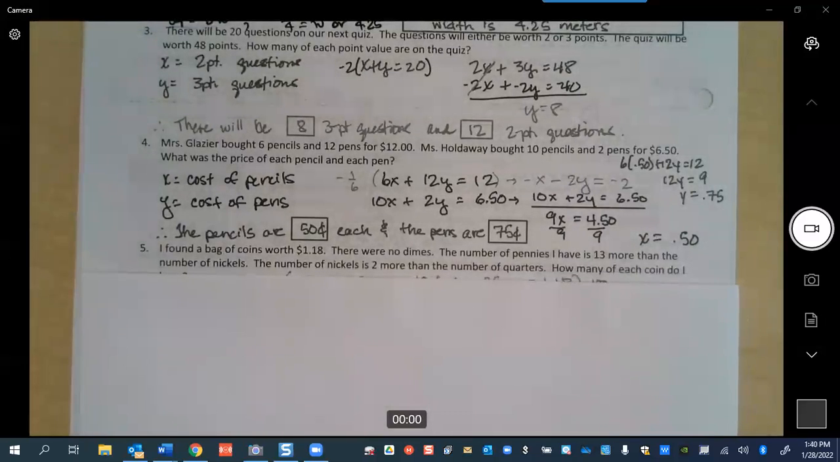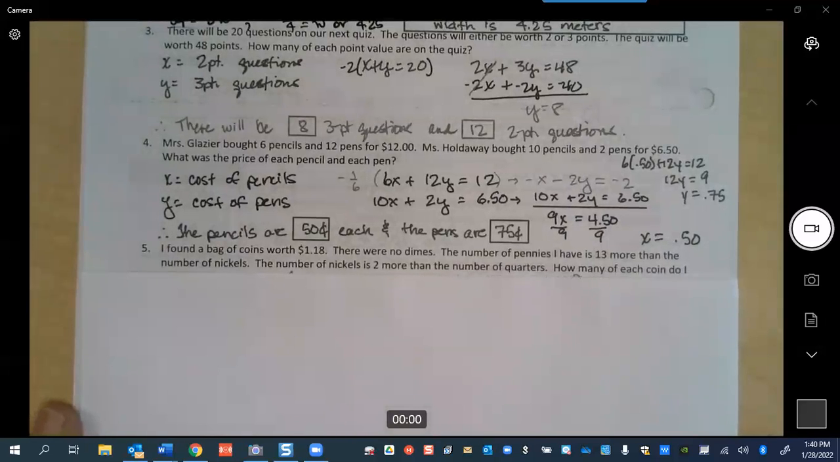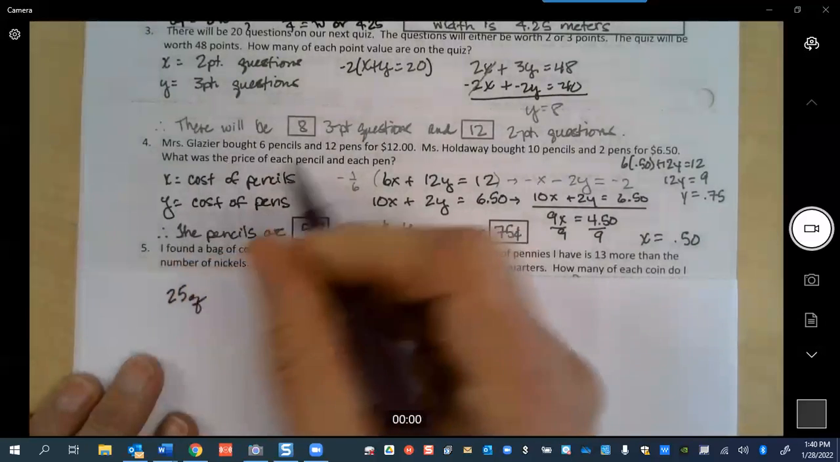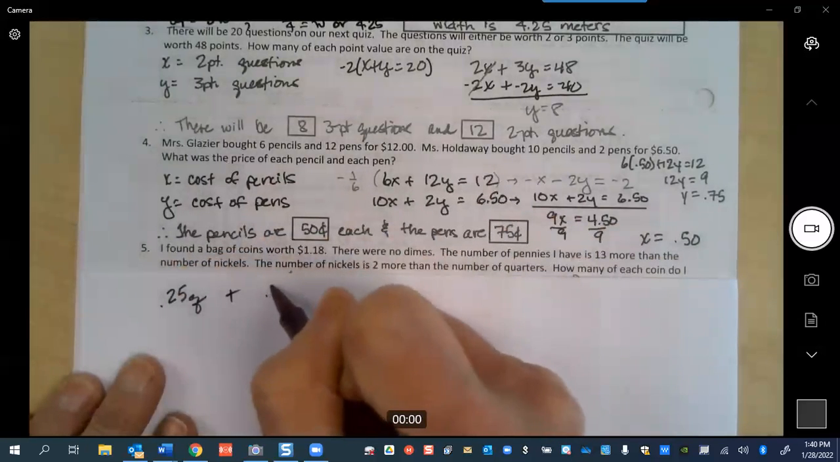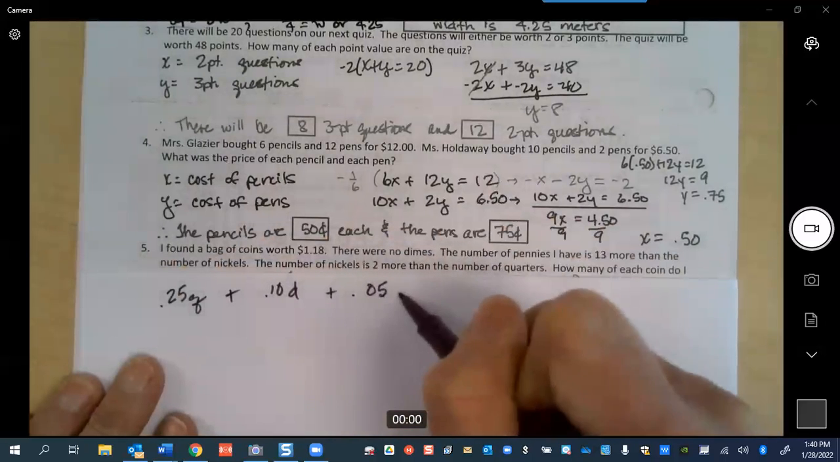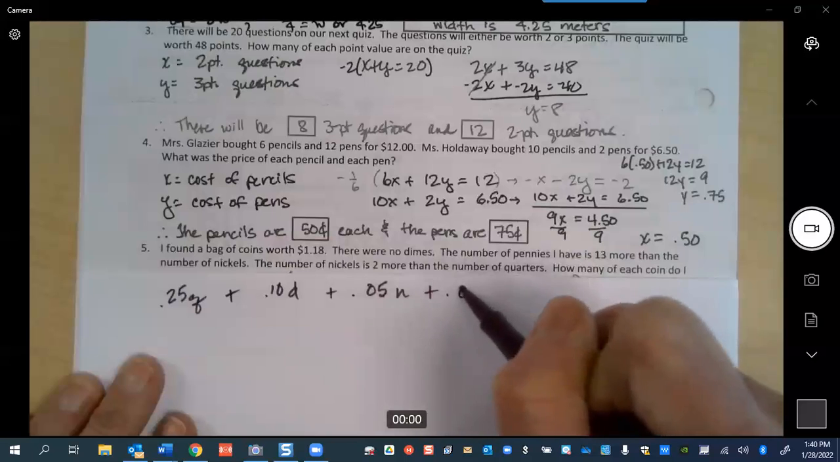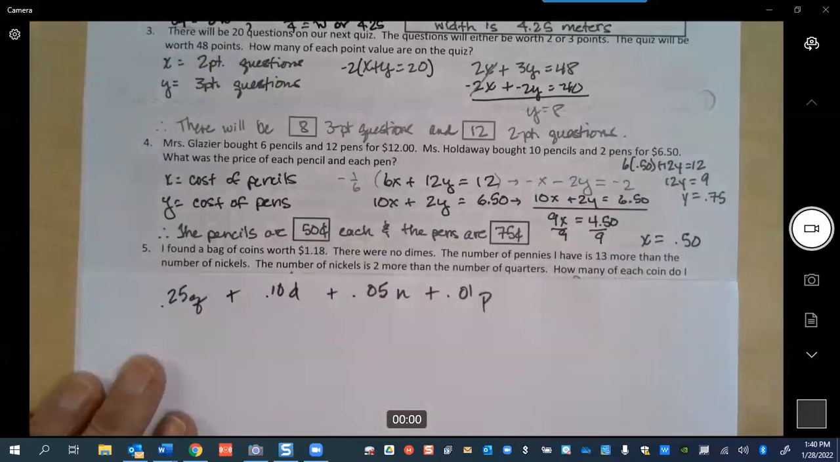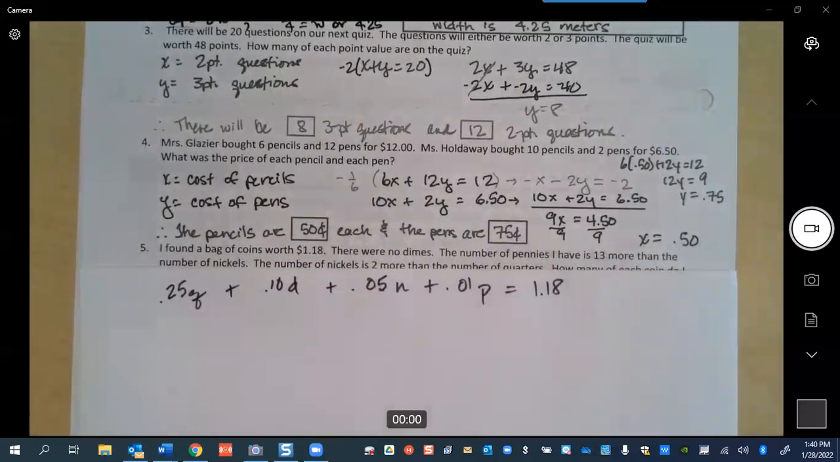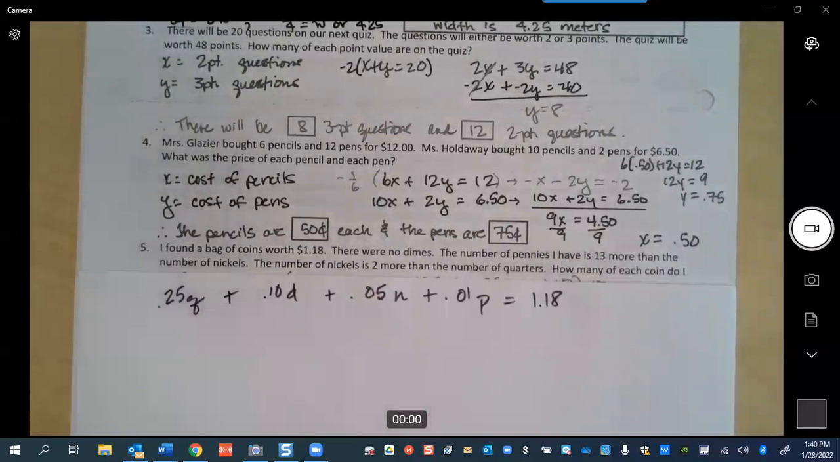All right, I found a bag of coins worth $1.18. That sentence there is all you need to write your first sentence, because you know that every quarter is worth 25 cents. You know that every dime is worth 10 cents. You know that every nickel is worth 5 cents. Every penny is worth 1 cent. And you know that together, whatever you found adds up to $1.18.